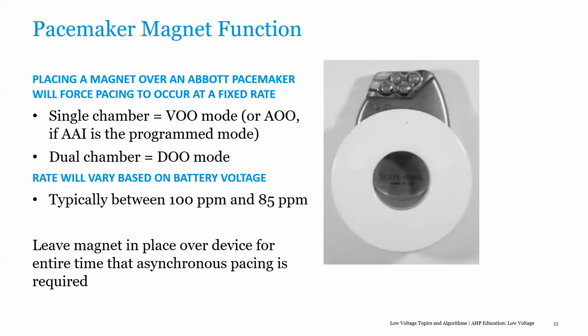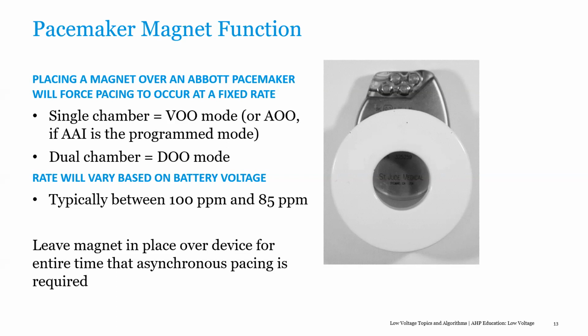On the pacemaker side, what happens is we change modes. We change from being able to sense to telling the device that we're just going to pace. So it's going to pace asynchronously, depending on what that particular device is set to. So if we place a magnet on a pacemaker, typically it'll pace at its magnet rate, which for our devices is anywhere from 100 to 85 beats a minute.